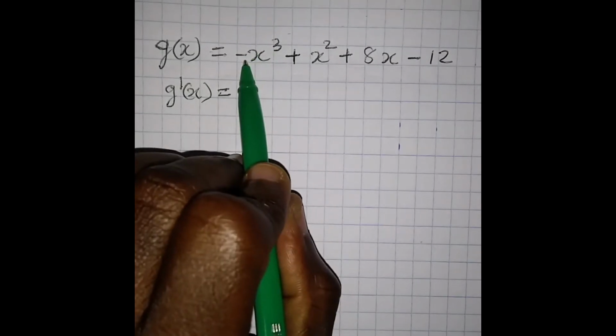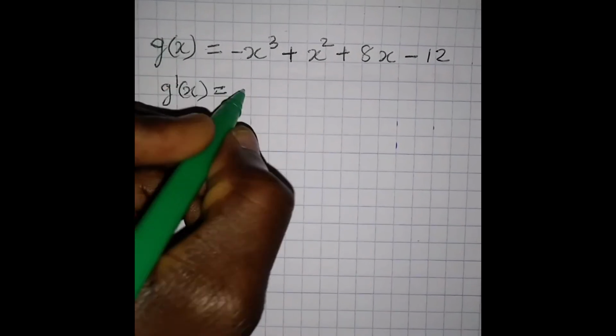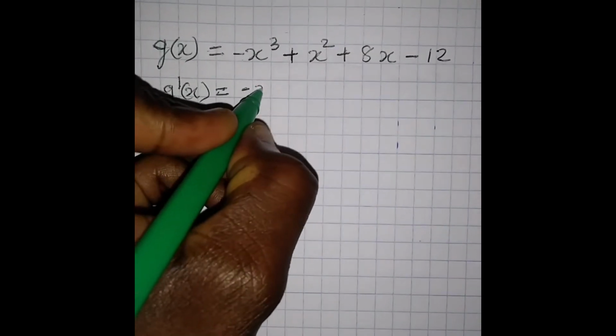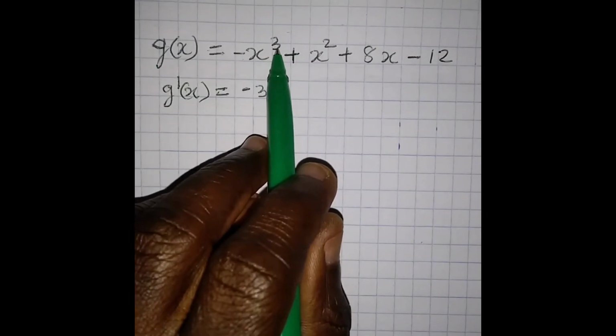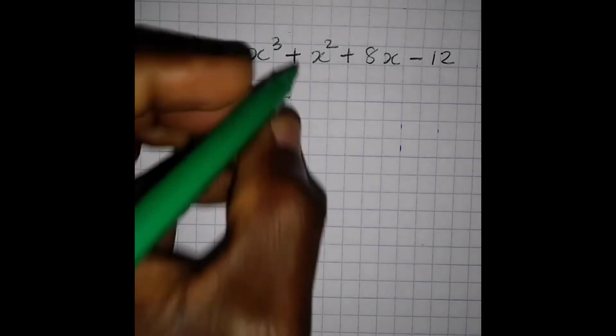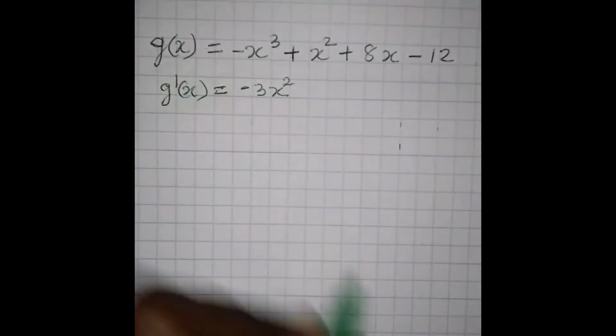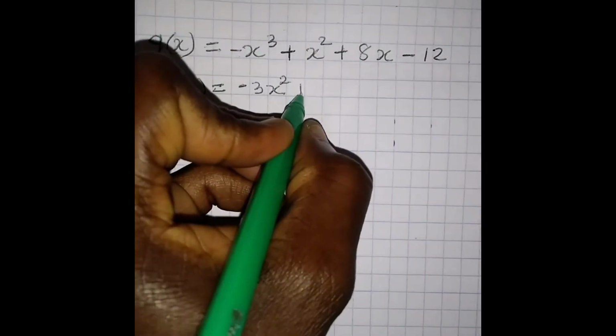times negative 1. You can just say it like that. So 3 times negative 1. So that will give us negative 3. Then we subtract 1 from the power. So when we subtract 1 from the power, we are going to have 2. Now we have 2 times 1. That gives us 2.